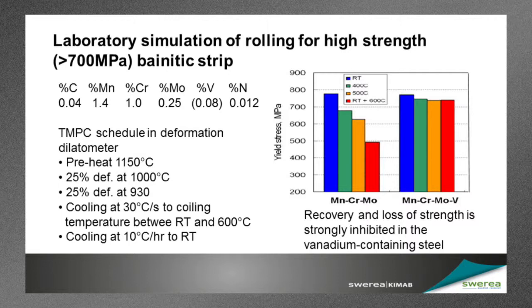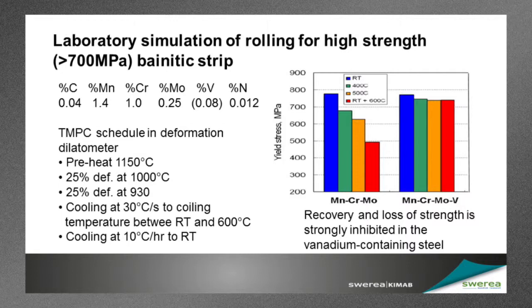The blue bars here show the strength you get if you cool the steel straight down to room temperature. So not coiling it at any intermediate temperature, hot deforming it and cooling at 30 degrees per second all the way down to room temperature. And you see that they're almost identical. So at this stage, vanadium is not doing anything. It isn't changing the character of the bainite, which is providing the strength here, at all.